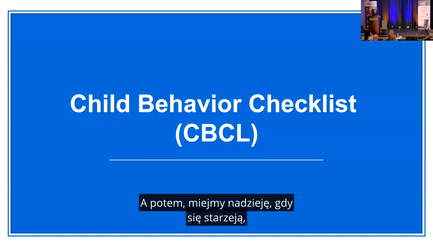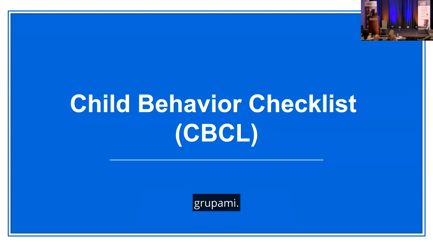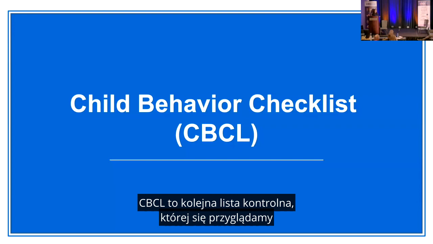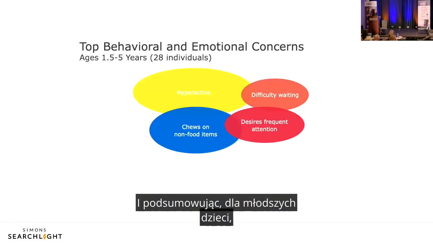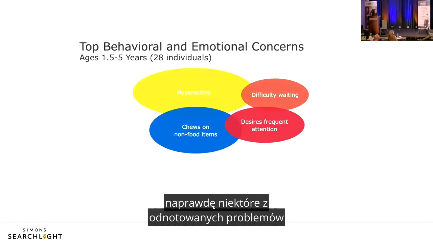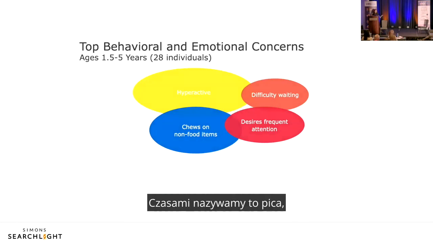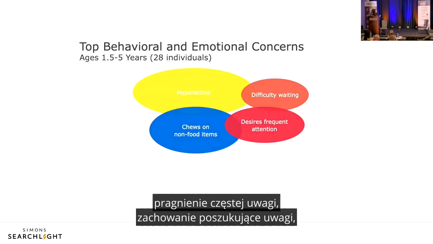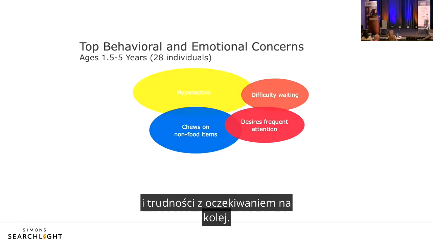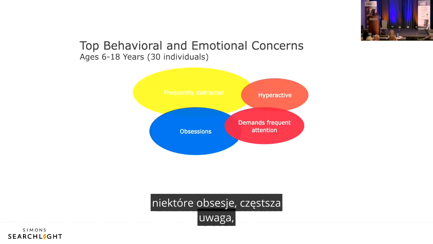So that's just an example of the kind of data that they're collecting, at a cross-sectional snapshot. And then hopefully as they're getting older, we're going to be able to make some more real longitudinal comparisons between the groups. The CBCL is another checklist that we look at for different types of behaviors. Just in summary, for the younger kiddos, this is 28 individuals who are 1.5 to 5, some of the noted behavioral concerns or challenges are hyperactive behaviors, chewing on non-food items, we sometimes call that pica, desiring frequent attention-seeking behavior, and difficulty waiting a turn. And then in the older individuals, the 16 to 18-year-olds, we're talking more about frequently being distracted, some obsessions, more frequent attention, and hyperactive behaviors.